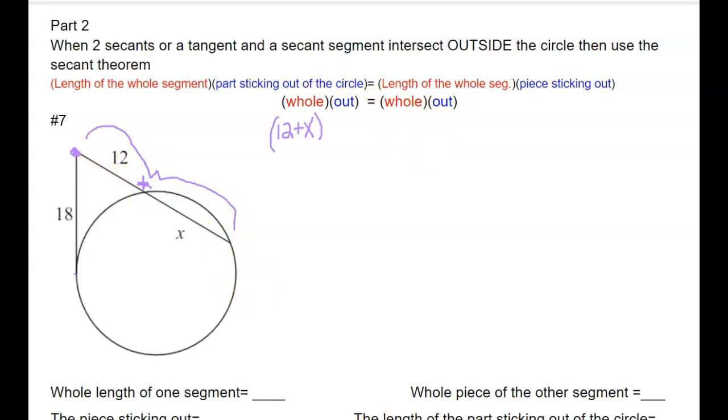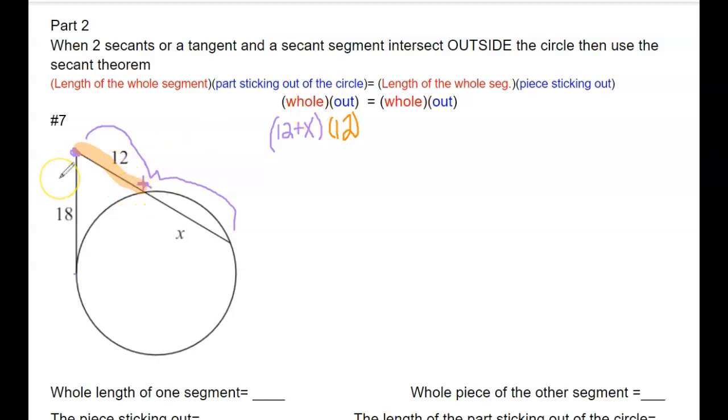Now the piece sticking out. So let's highlight the piece that's sticking out of the circle. So that's the outside right here. This piece right here. This is outside the circle, right? So this is 12. So I'm going to write times 12. So let's look at that again. It's the whole thing, which is 12 plus x, times the piece sticking out. The piece sticking out is 12. That's how long it is.